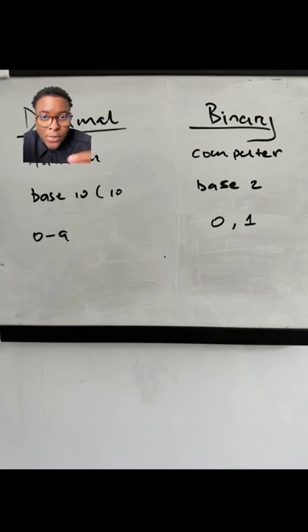Now, when we're talking about computers, digital electronics, or mathematics, what the computer actually uses at its core level is called the binary number system. Binary is base 2, which means that it only has two values, and those two values are either going to be a 0 or a 1.